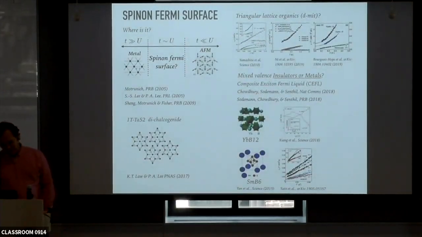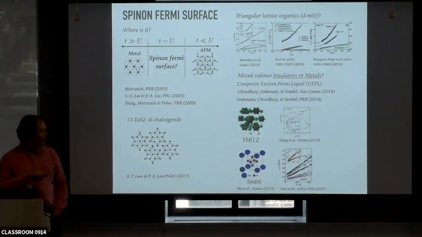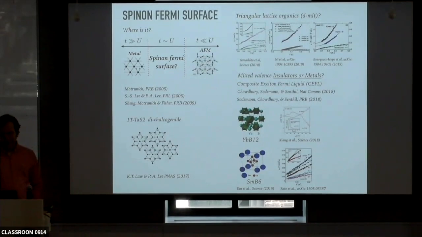This state is believed, from the point of view of models, to exist. There are some arguments and numerical evidence that it might exist near the metal to insulator transition in the triangular Hubbard model. Okay? There are several candidate materials that are consistent with this spin liquid hypothesis. Tantalum disulfide. There are the organics, in particular. We also propose that maybe these mixed valence insulators might have a state that is closely related to the spinon Fermi surface. So there are a few materials that are good candidates.